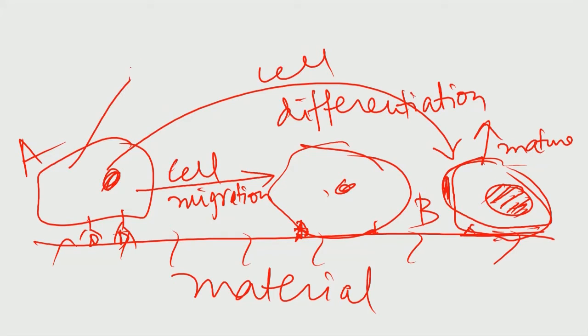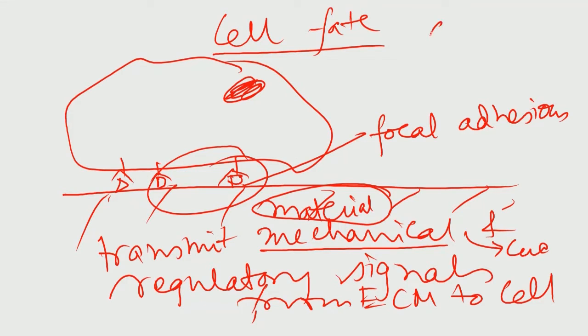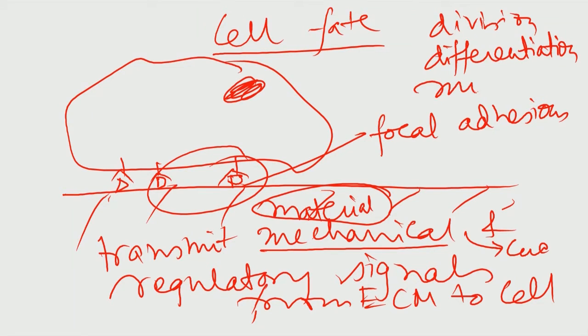Or it can give rise to two daughter cells. So, you have two daughter cells. That means it can decide to undergo cell division. So, at least three cell fate processes have been mentioned here. I repeat, one is division, second is differentiation, and third is migration, or cell migration.